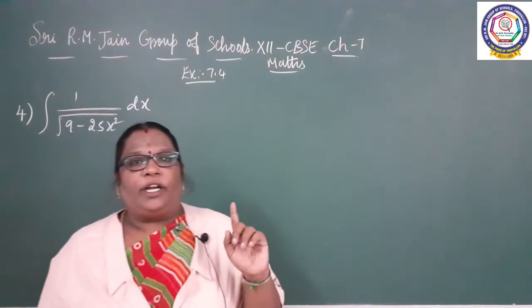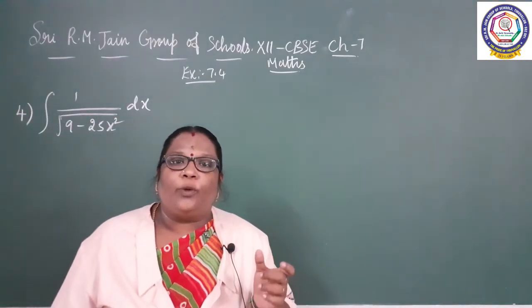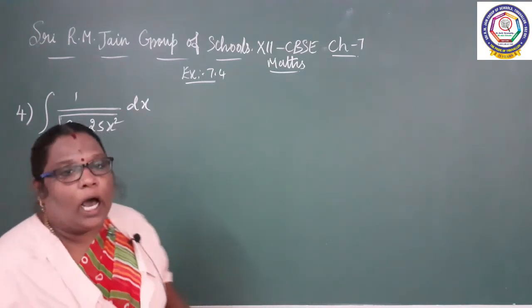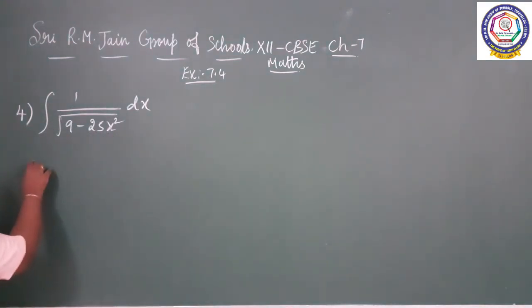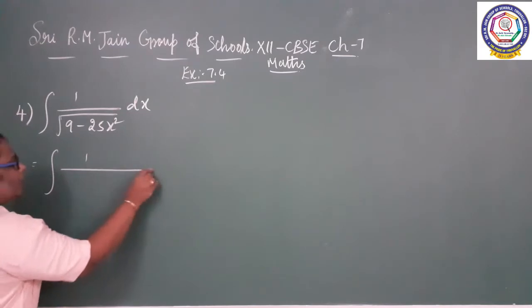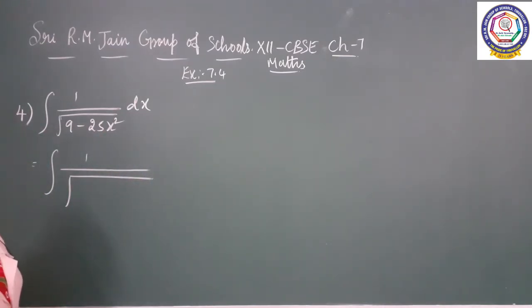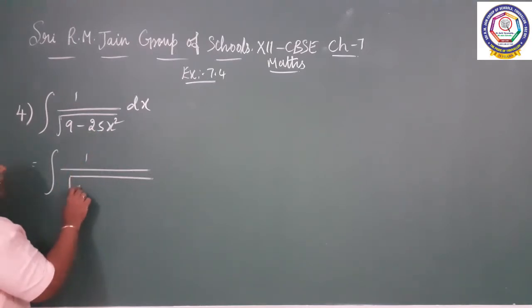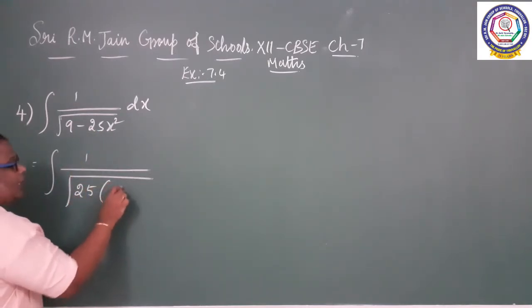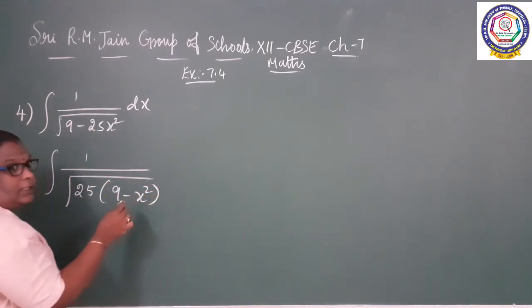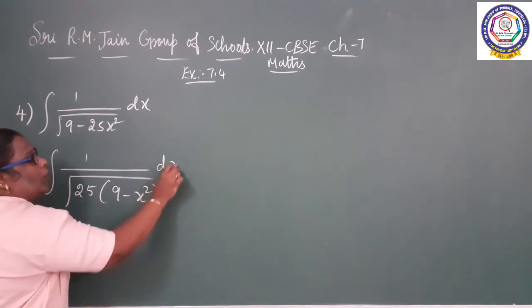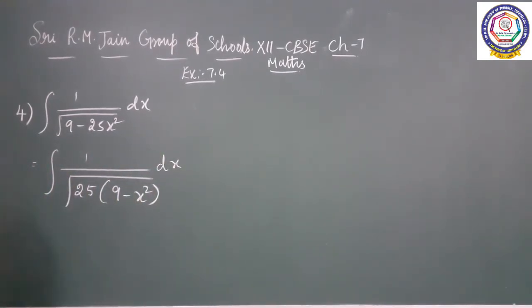A coefficient is there in front of x square, coefficient 25. You can take it out. So it gives integral 1 by, you can see that there is no coefficient in x square. So you can take 25 out. What is the remaining thing? 9 minus x square into dx.